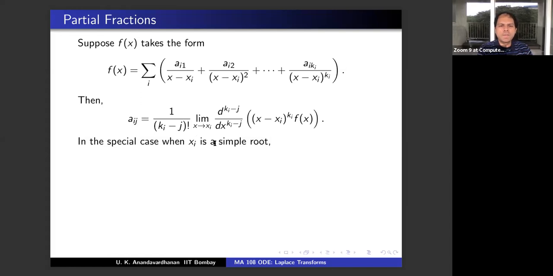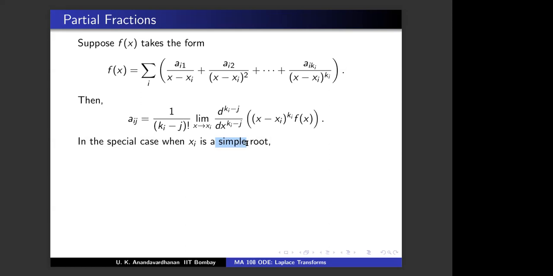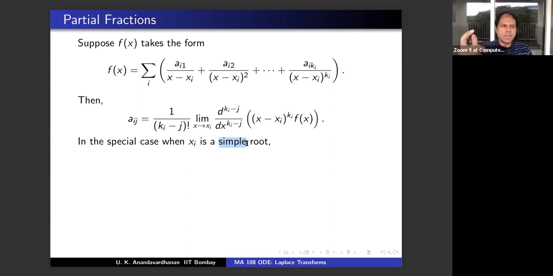What is the meaning of a simple root? Simple just means multiplicity 1. For example, x minus 1 has 1 as a simple root. In x minus 1 square, 1 is not a simple root. 1 is coming twice. Okay.